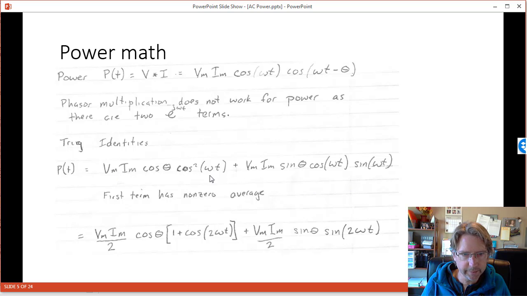So applying, I think, the half angle formulas, more trig identities, we go from here to this bottom form, which is kind of the standard form. This is the instantaneous power with AC current on our load: Vm Im over 2 cosine theta times 1 plus cosine 2 omega t, plus Vm Im over 2 sine theta sine 2 omega t. So we get this one. Again, these are constants here. This is a function of time, constants, function of time.